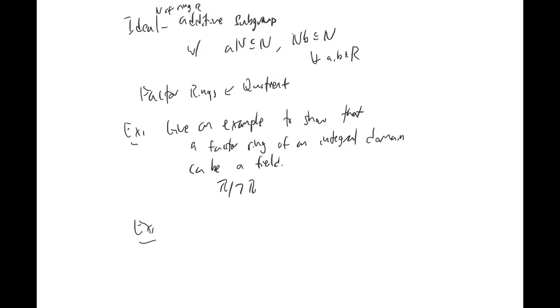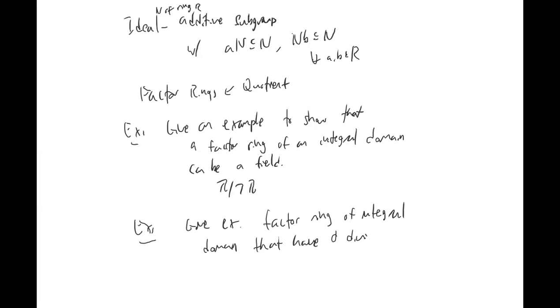So how about this? Give an example of factoring of an integral domain that has zero divisors. So it's possible when your original ring had no zero divisors, but when you quotient out by the ideal, there are zero divisors. Can anyone give me an example of that?